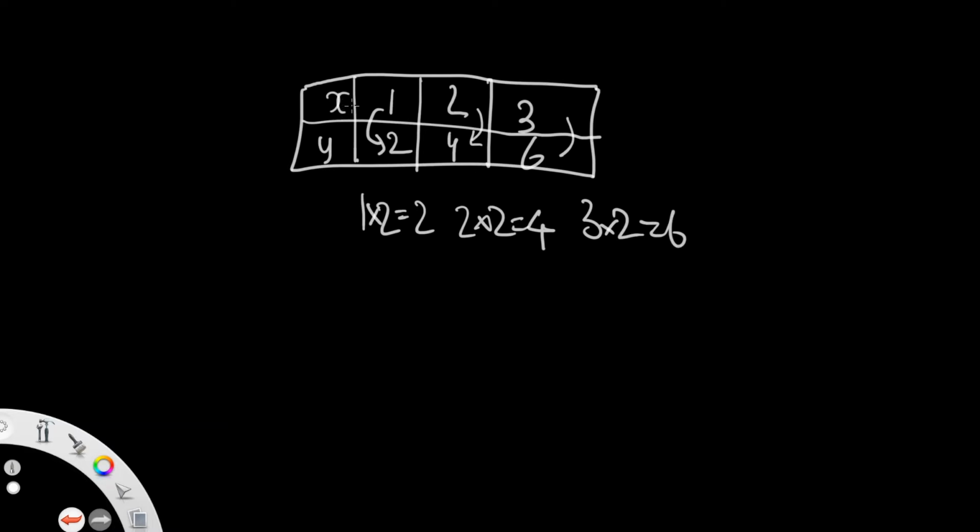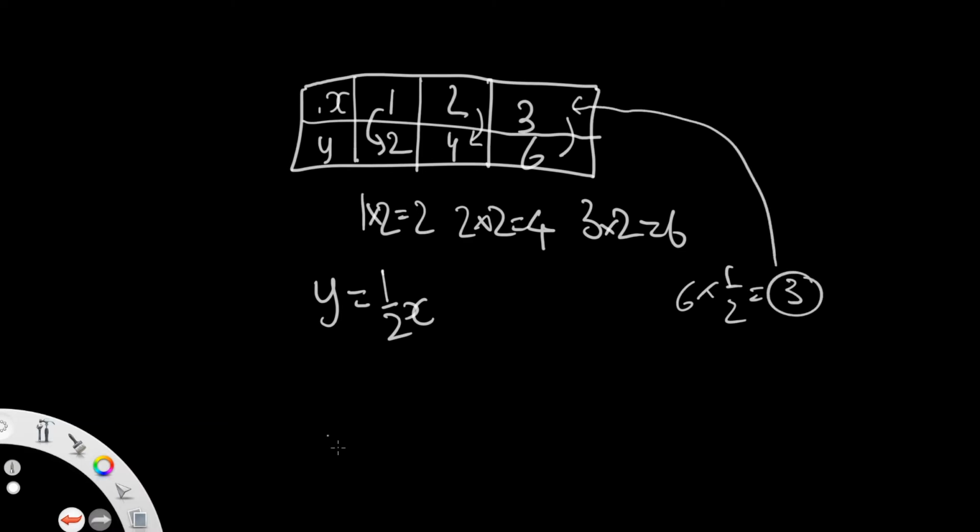And here, we can see that the x value is equal to half the y value. So we would get y is equal to 1/2 x, because if we did 6 times 1/2, it would give us 3, and 3 is the value. So our function rule for this function would be y is equal to 1/2 x, or half x.